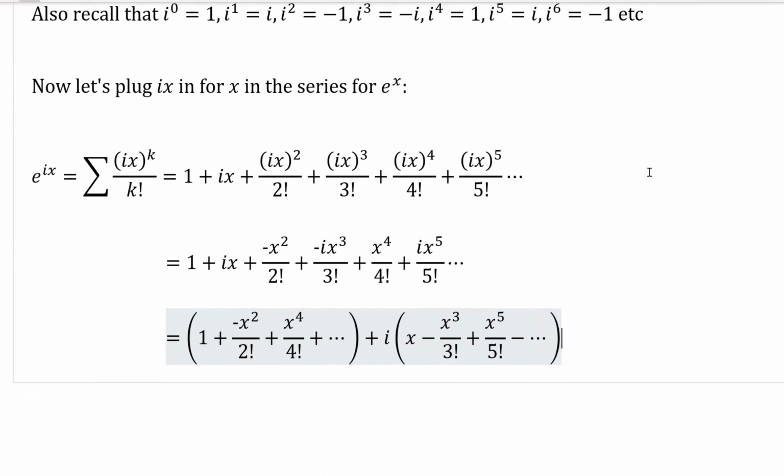Is it etc. or etc. or etc.? Etc. or etc.